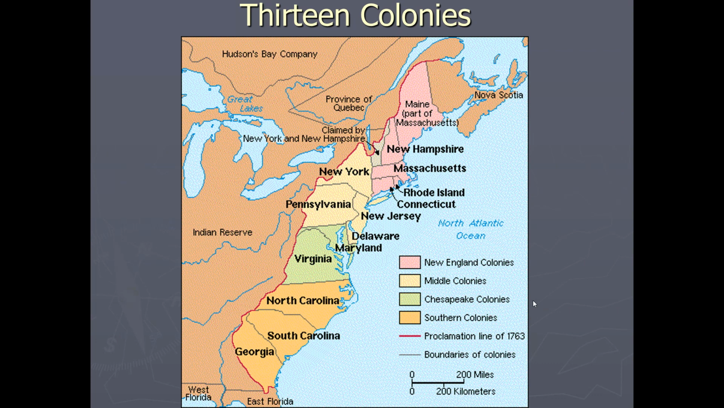So here is a map of the 13 colonies. They're broken up into three main regions, which are the New England colonies, which is going to encompass Massachusetts, which is going to include current day Massachusetts and current day Maine, Connecticut, and Rhode Island and New Hampshire. The middle colonies are going to include New York, Pennsylvania, New Jersey, and Delaware. And then your southern colonies are going to be Maryland, Virginia, North and South Carolina, and Georgia.